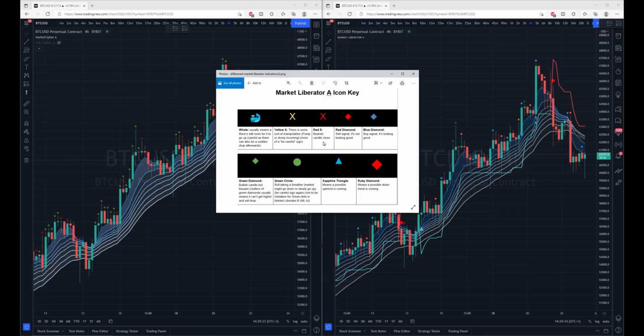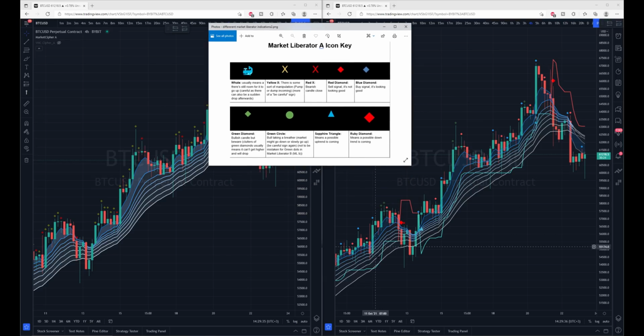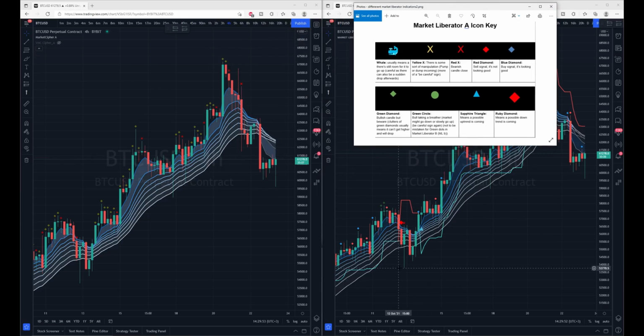Red X, bearish candle close. Now, the weird thing I found was this bullish long-tailed candle here just has a red X on it. So thought that was strange. Some red X's that we can see right here makes more sense with that one. If we try and compare these symbols to the market cipher, looks like we get the red X on the market cipher on this candle. We don't get a red X on this bullish candle here, which is good. Don't want to be shorting a candle like that.